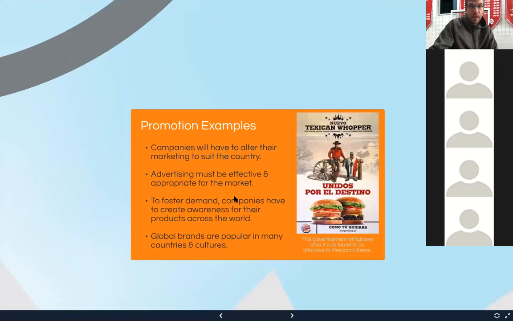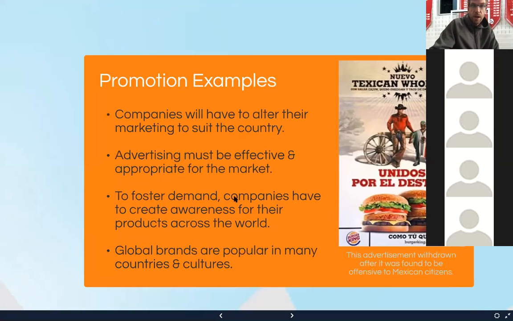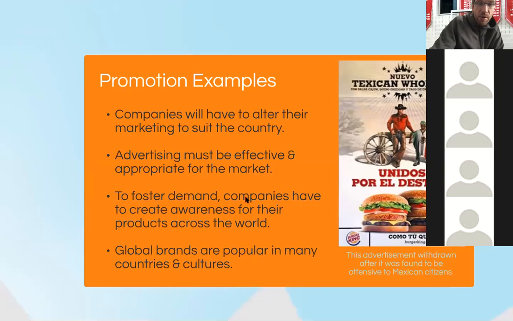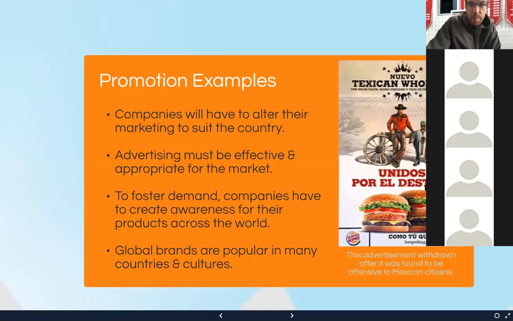Companies sometimes need to alter their promotion to suit the culture. Here's an example of one that didn't work. Burger King was making what they called a Texican Whopper, like a hamburger, but with a fried tomato and some spices. It was supposed to be appealing in the southern US and in Mexico. So they had a cowboy to symbolize the Texas part of it, and a Mexican wrestler to symbolize Mexico. It was united by one idea: have it the way you like.